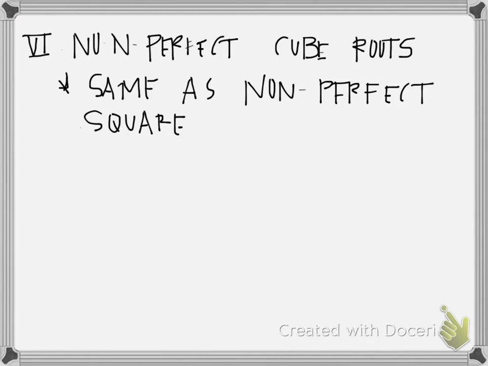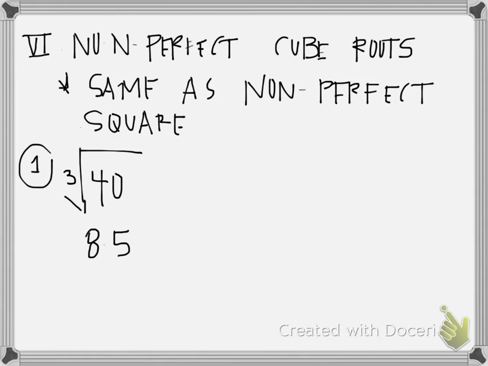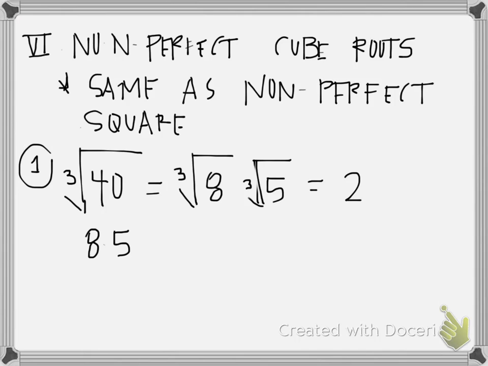All right, so let's look. If I took the cube root of 40, so 40 I know is 8 times 5, and 8 is a perfect cube. So the cube root of 40 is going to be the cube root of 8 times the cube root of 5. The cube root of 8 is just 2, so this is going to be 2 cube roots of 5.